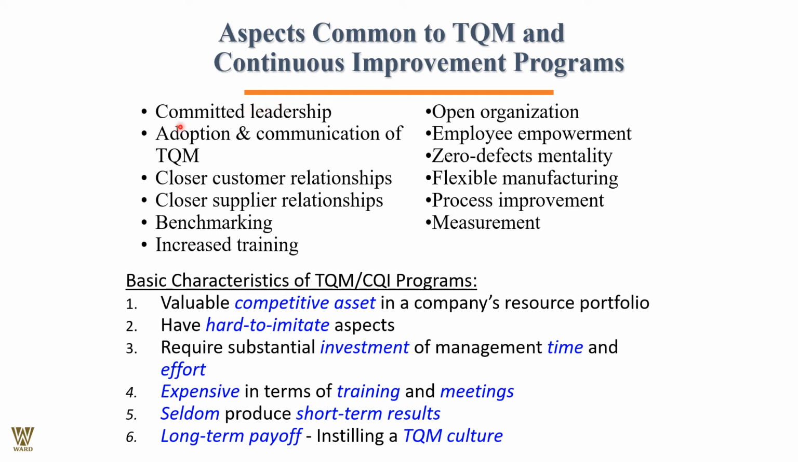Now, talking about the aspects common to total quality management and continuous improvement: committed leadership, which comes from the top. Adoption and communication of TQM, closer customer relationship, closer supplier relationship, benchmarking, increased training, open organizations, employee empowerment, zero defects mentality, flexible manufacturing, process improvement and measurement, as the case might be. This is what we are looking forward to. Basic characteristics. Remember, the great basic characteristics are total quality management or continuous quality improvement program, CQI, is what we are talking about.